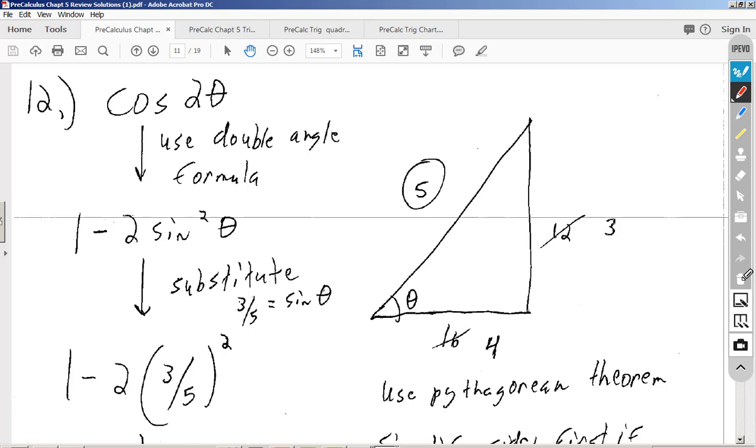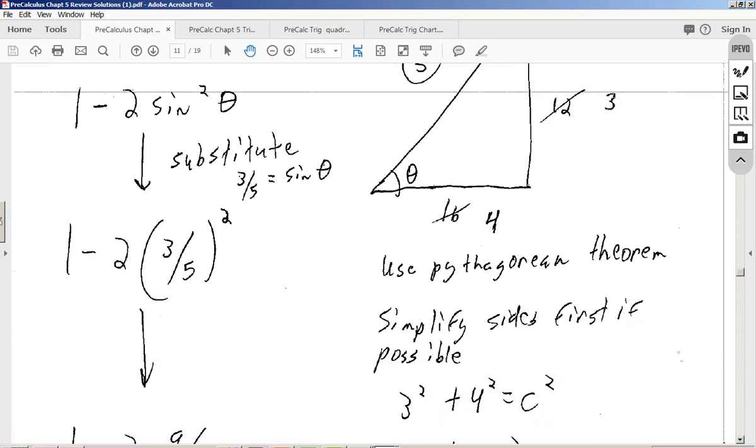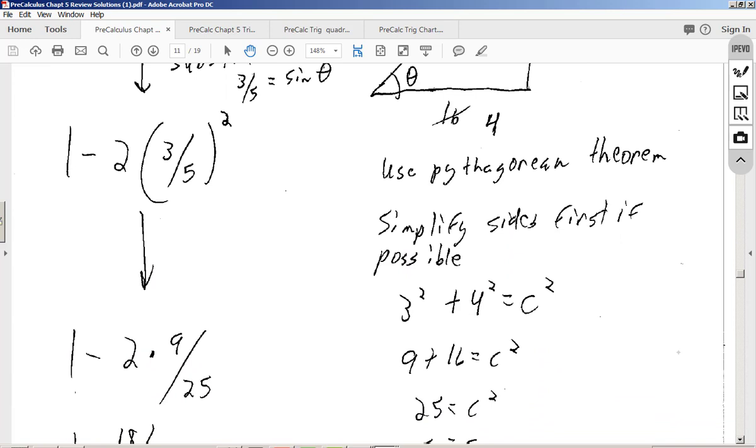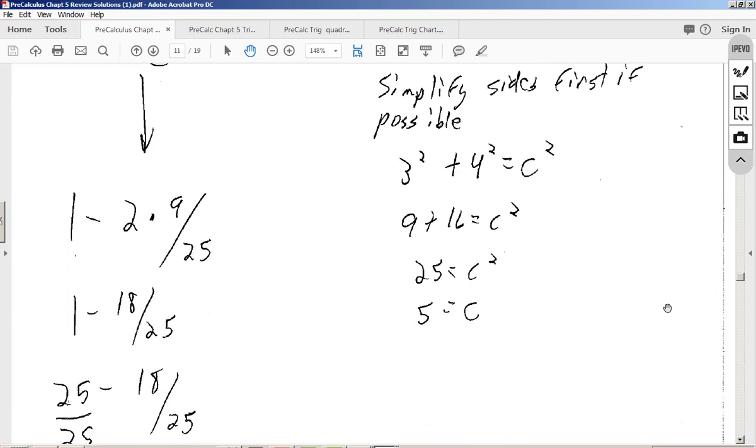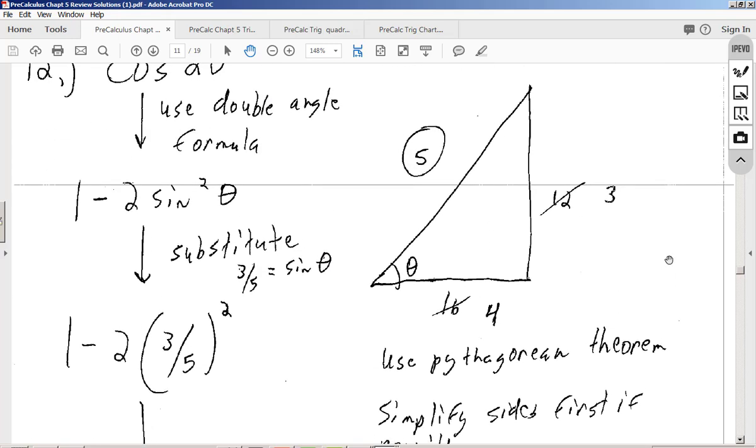Using my Pythagorean theorem to find this side right here, I've got 3 squared plus 4 squared equals c squared. So 9 plus 16 equals c squared. So c squared equals 25, so c is going to equal 5. That just found my other side for me.